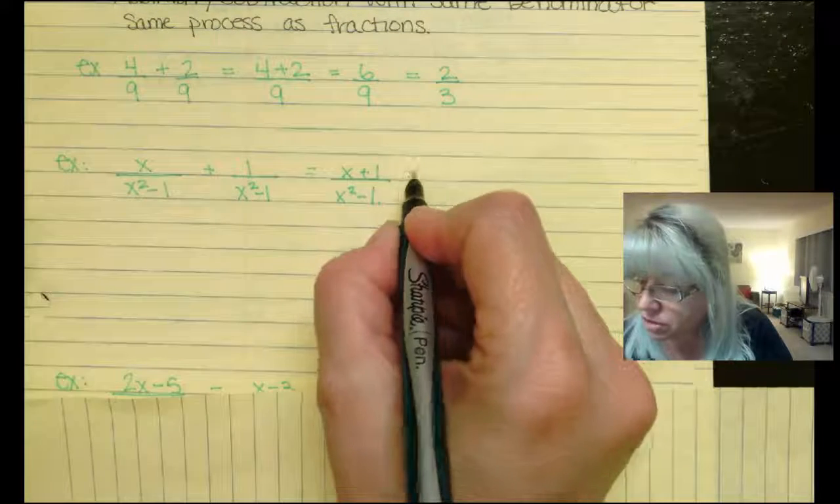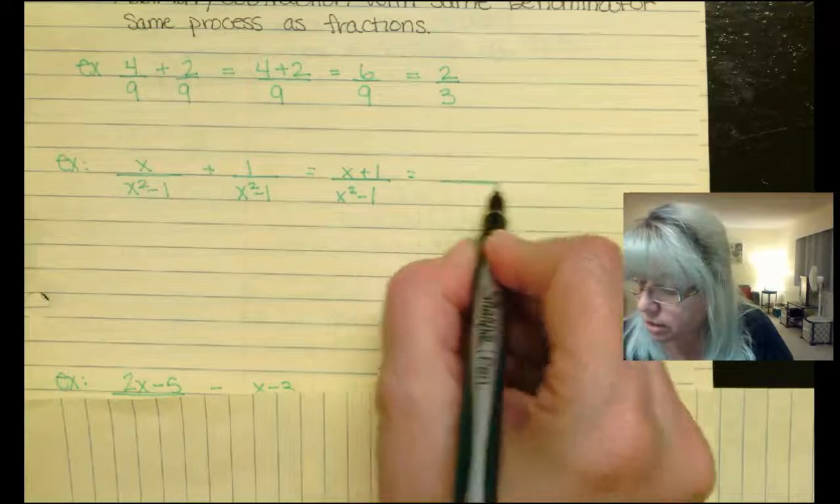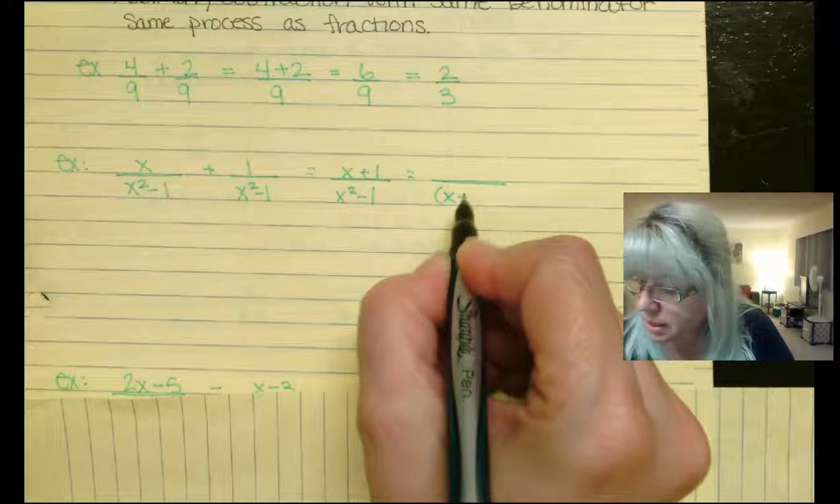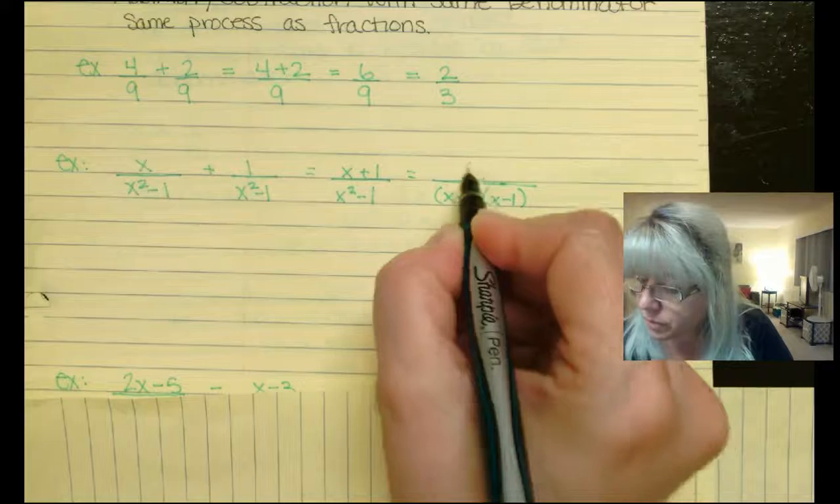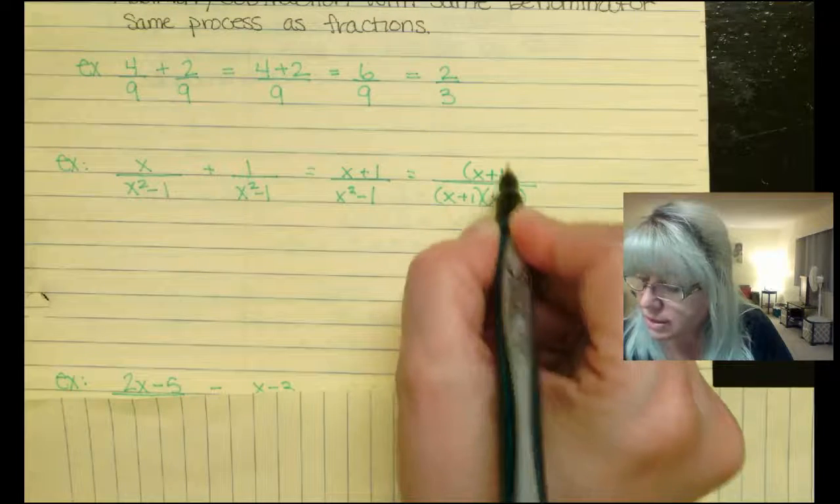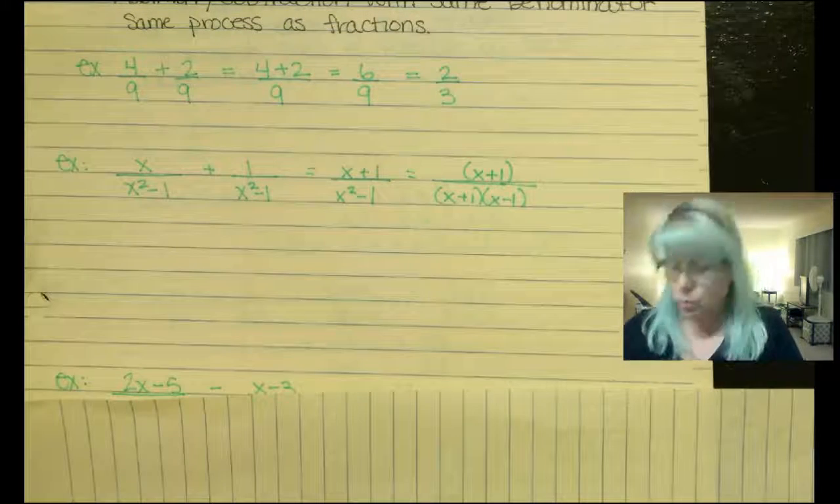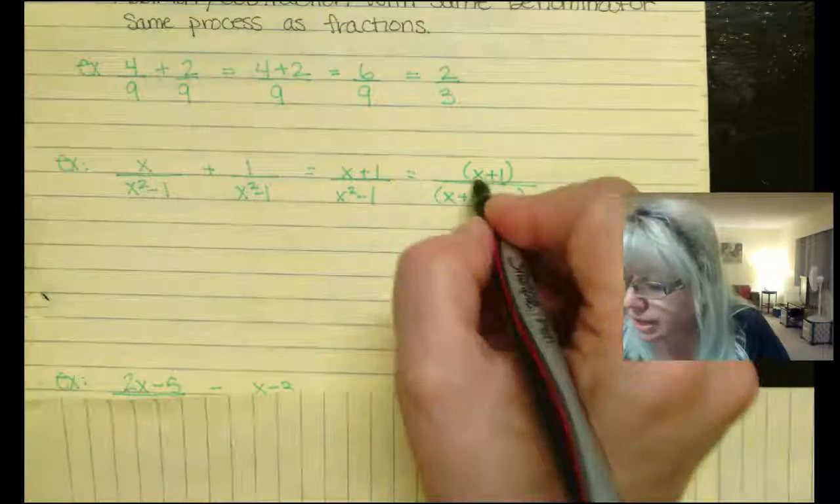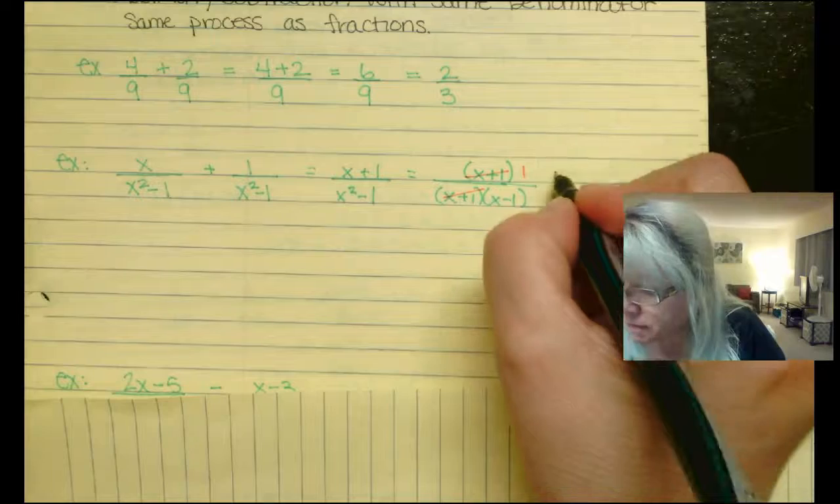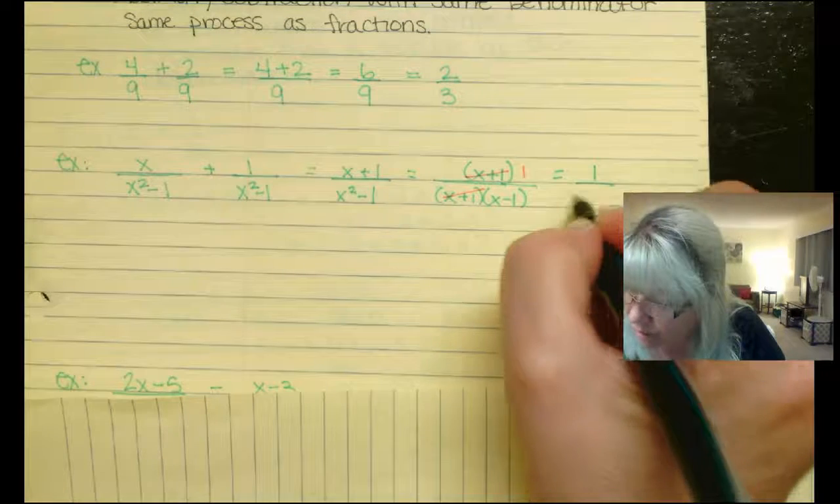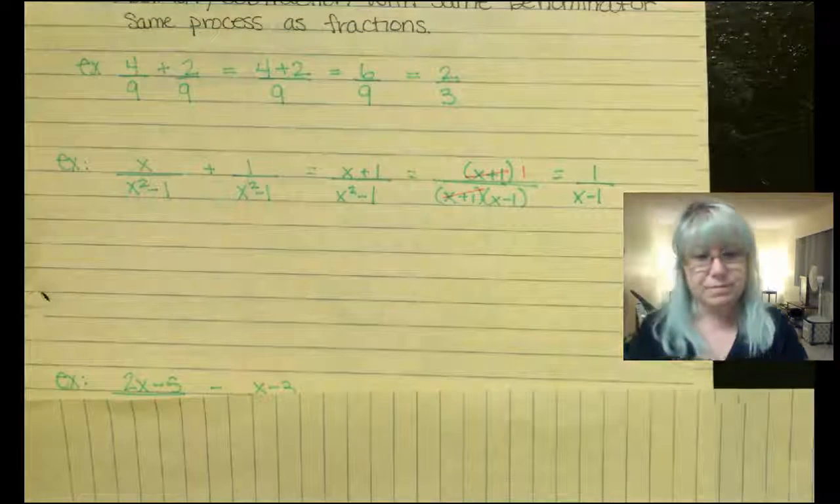I can't add any like terms here, but I can see if the fraction can be reduced. So I'm going to factor the denominator here: x plus 1, x minus 1. x plus 1 is still on the top. I can reduce. They both share an x plus 1 in common. Therefore, my final is 1 over x minus 1.